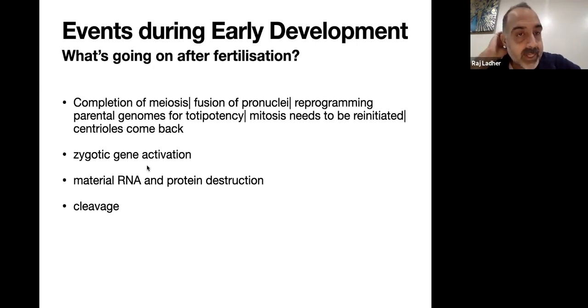The next thing that should happen is zygotic gene activation, and so the zygote's transcription starts. This is meant to be maternal, not material. Maternal RNA and protein destruction and cleavage as well. And so all of these steps need to happen when we're thinking about early development.